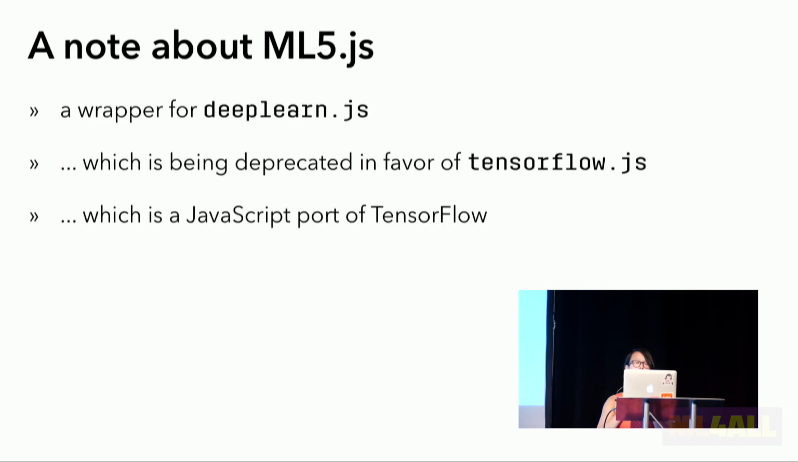So just a quick note about ML5.js, which is the library we're using in this demo. ML5.js is a wrapper for DeepLearn.js, but DeepLearn.js is being deprecated in favor of TensorFlow.js, which is a JavaScript port of the TensorFlow library written in Python. And another thing to know about ML5.js, it is designed to be a more user-friendly wrapper for DeepLearn.js. As such, its documentation is pretty good. It's geared towards beginners.